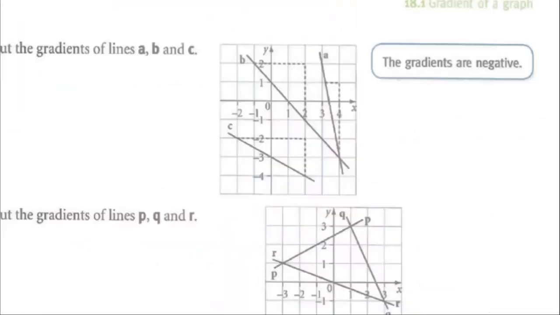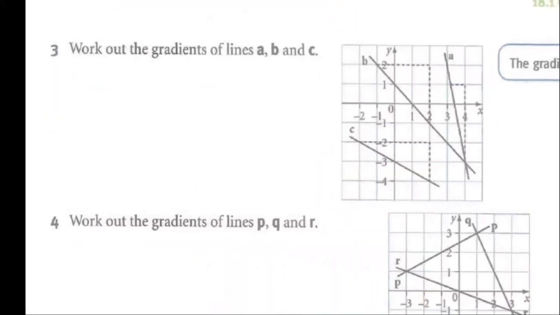Same answer. So 1 and 2 done. Number 3, let's do this. Work out the gradient of A, B, and C. They actually draw a triangle for you, but this is going downwards, so you actually get a negative gradient for this. Since you can get a negative gradient, you must be prepared. 1, 2, 3, 1, 2, 3.